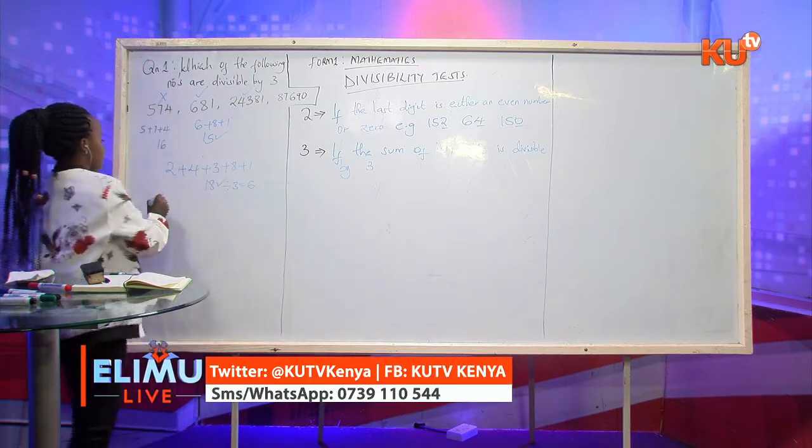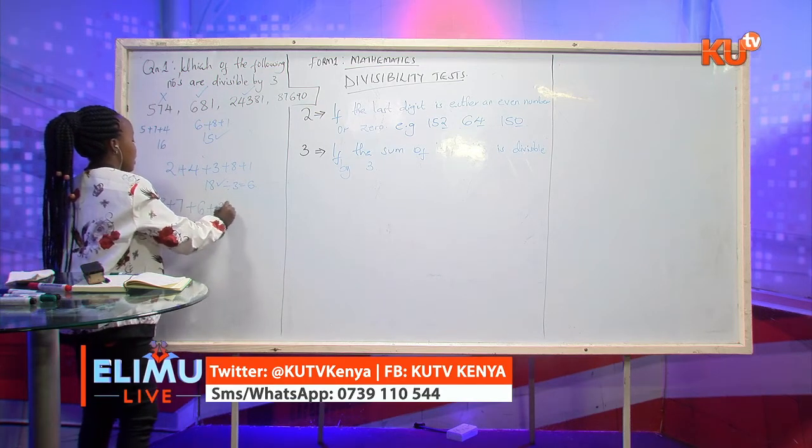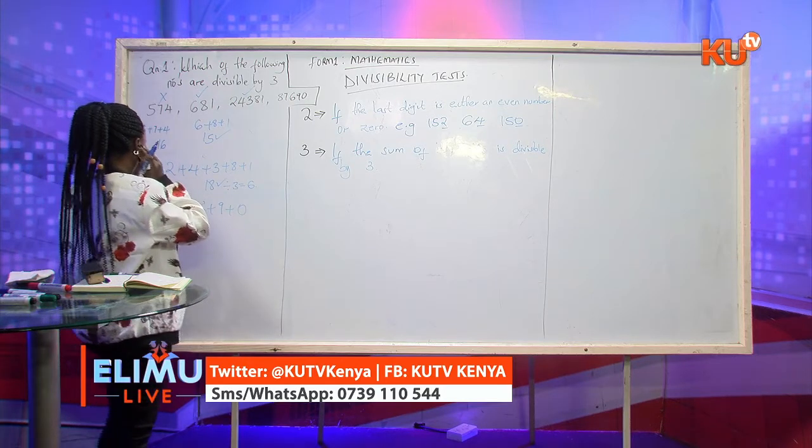Then lastly, we have 8 plus 7 plus 6 plus 9 plus 0. So 8 plus 7, this is 15.